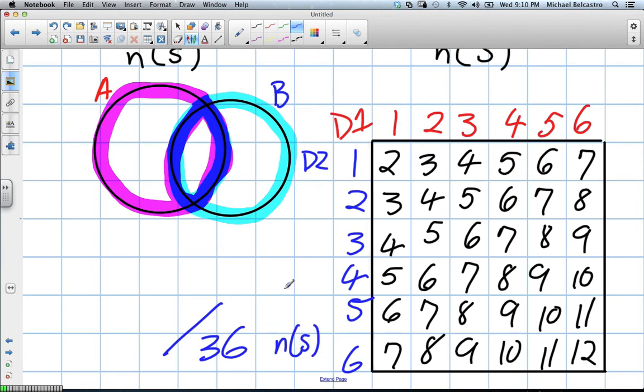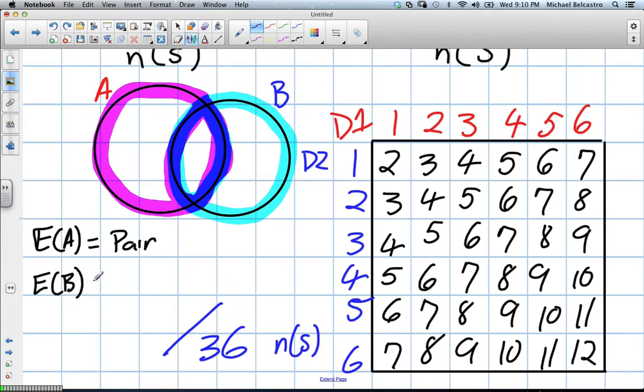Okay, now they've given us a question. Event A occurring. Event A, so we'll call it event A, is, what have they told us? A pair. Okay. Event B.